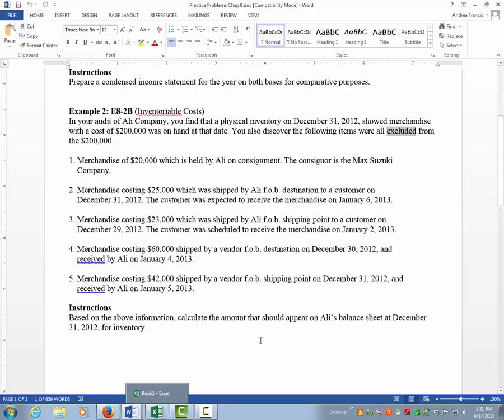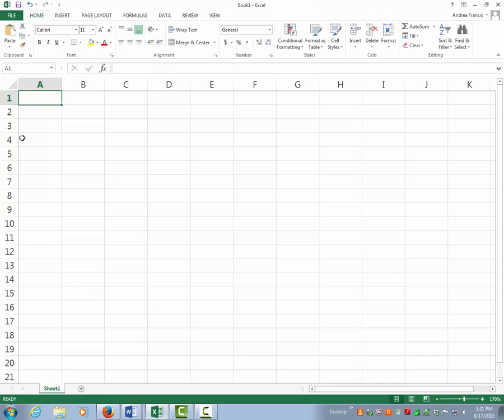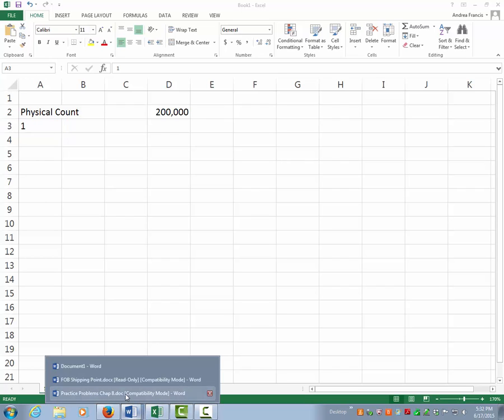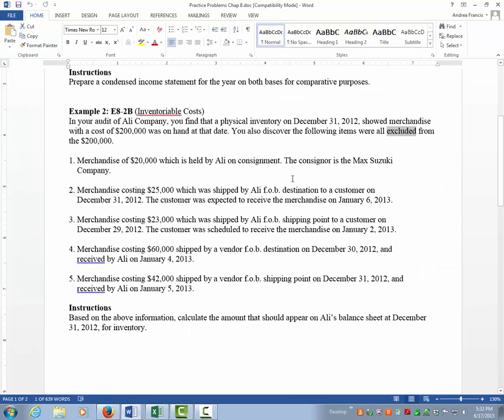So we want to come up with a dollar amount that should appear on the balance sheet. So let's start with what we know. There was a physical count, and as a result of that physical count, we know that there's an inventory balance of $200,000. And so now we'll go through each of these items to see whether they are applying to the number, whether they should be added or whether they were correctly excluded.